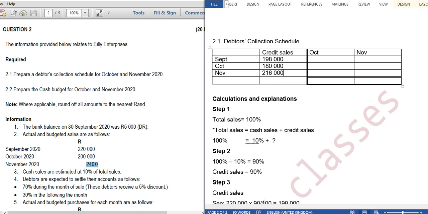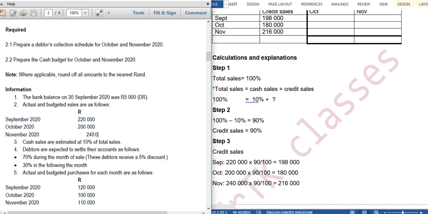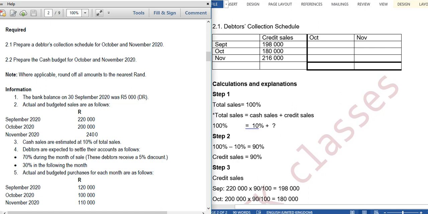So we are going to use this because we are saying this is a debtors collection schedule. How are we going to collect that money that the debtors are owing us? Remember, we've sold to these debtors on credit, right? Because we're saying 90% of this is credit sales. So we have sold to them on credit. We need to collect that money, but this money is not going to be collected at once.